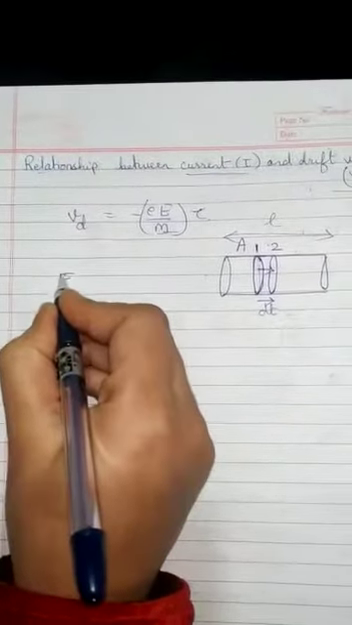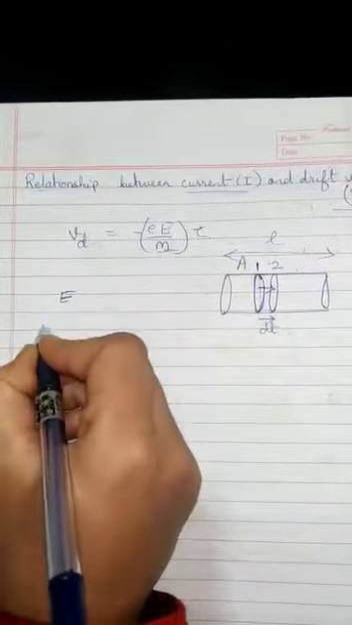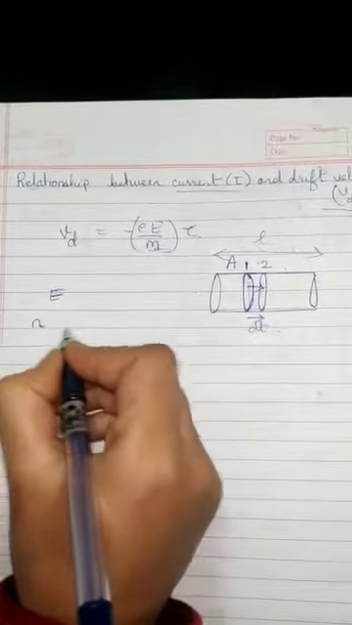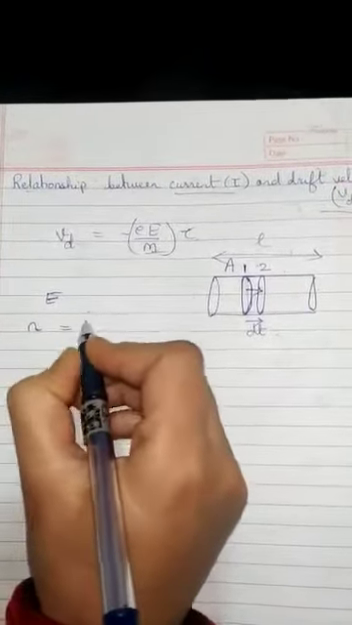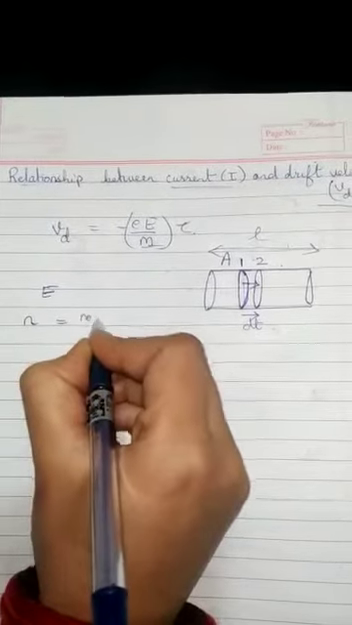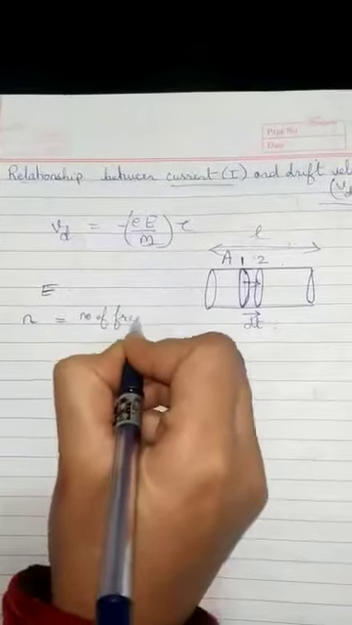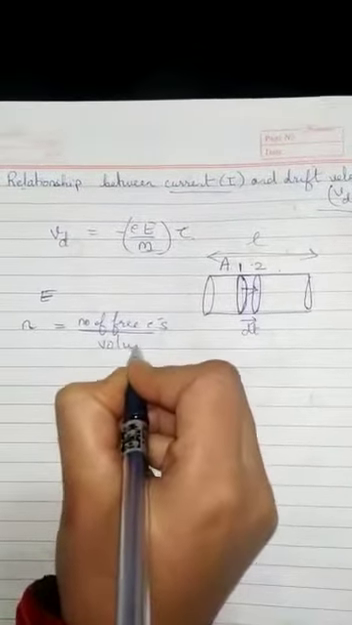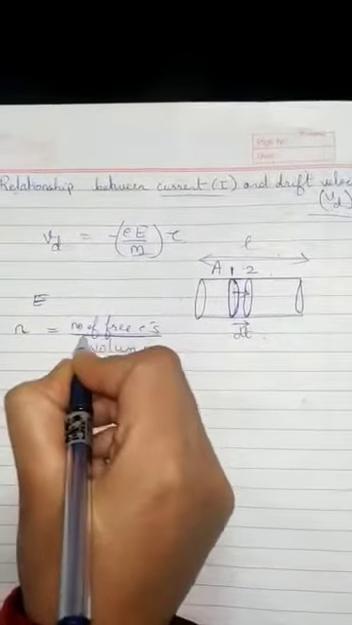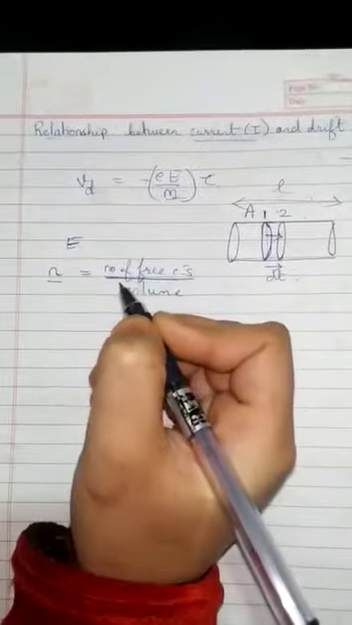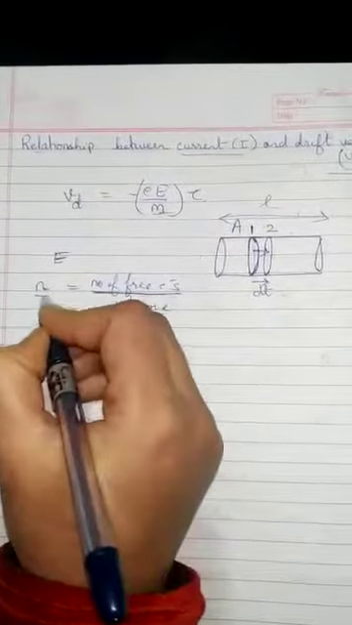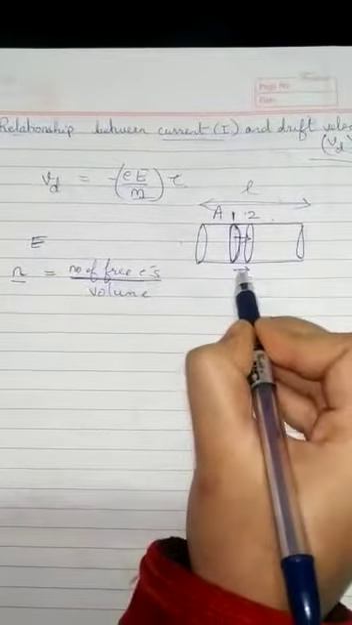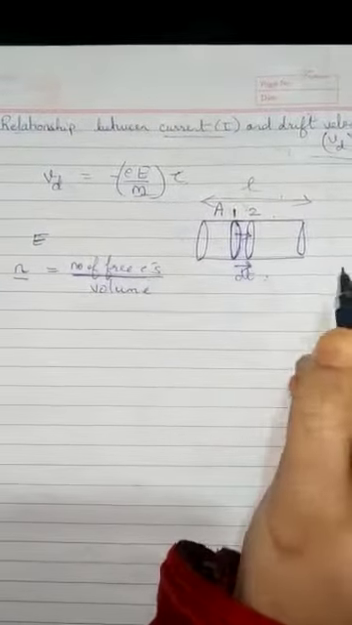Here we don't take the total number of electrons, we take electron density, denoted by the letter N, which is nothing but number of free electrons per unit volume. So with the help of this N, that is electron density, we will find out the number of electrons crossing this area of cross section 1 in a small time interval dt. Let's start now.